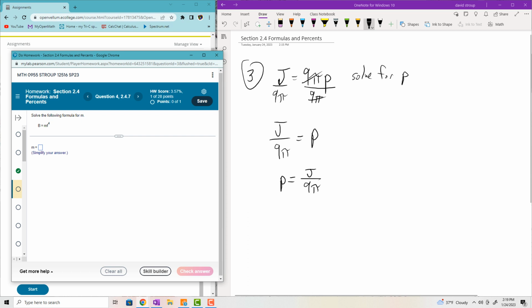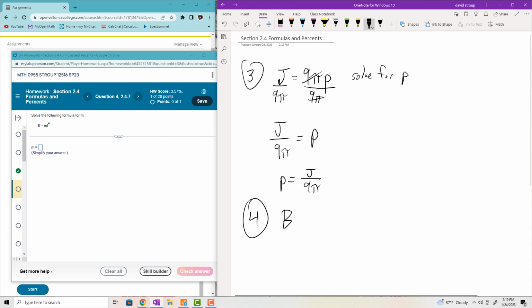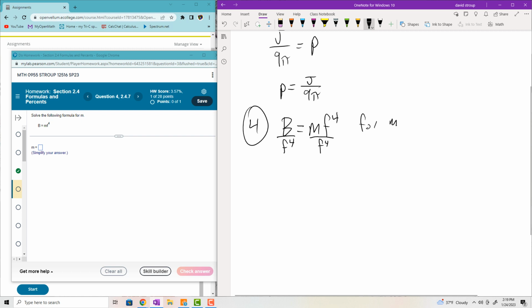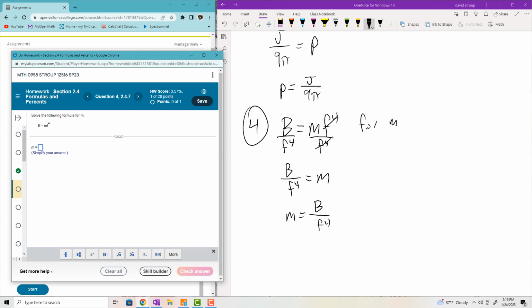Let's take a look at number 4. It's very similar. The only difference is we have an f raised to the 4th power. So I have B equals m f to the 4th power. We want to solve for m. So again, what we're going to do is just divide both sides to isolate the m term, or the m factor. If I divide both sides by f to the 4th, I'll have B all over f to the 4th equaling this m, and there it is. So m equals B all over f to the 4th. Again, remember to use a capital letter B in the numerator, and then in the denominator you type f, and then I usually just hit the caret key, and it'll give you the exponent.